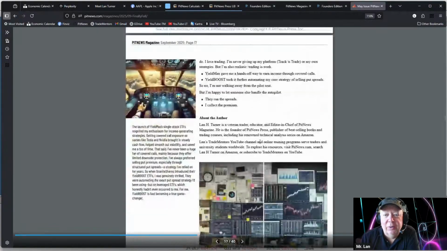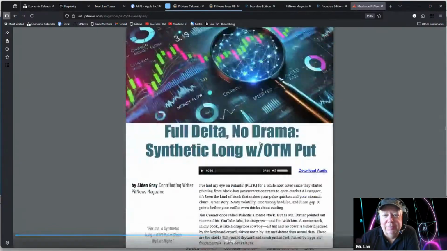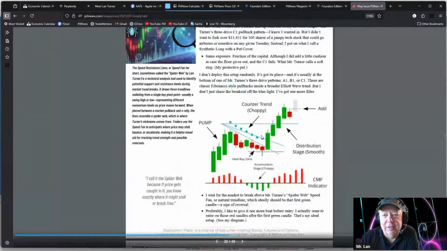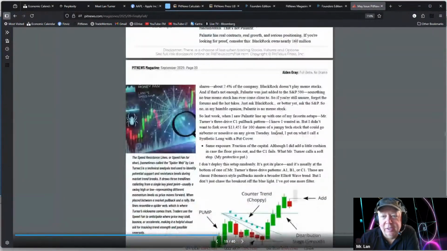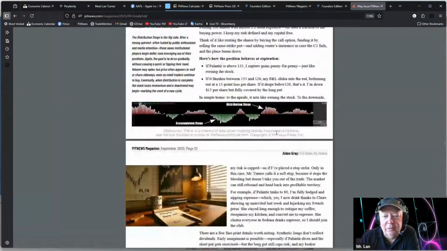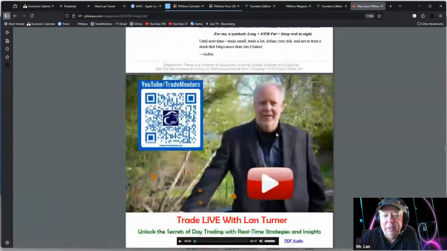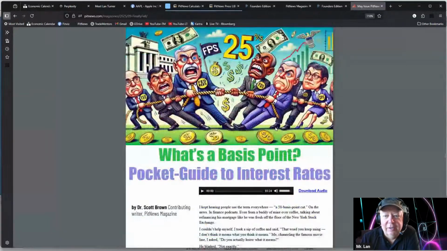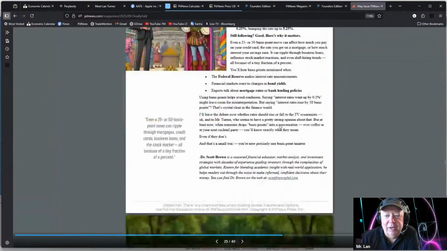And then where's the one I wanted to show you? Here's Full Delta No Drama. That's by Aidan Gray. That's a really good article on when to put on your synthetic long positions with a soft stop. And then that's this class that you're in right now. And then here's What Is the Basis Points. That's by Doc Scott Brown.